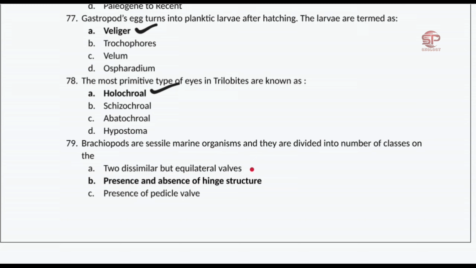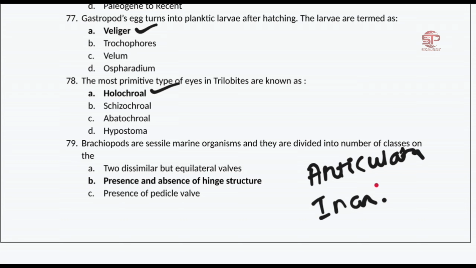And brachiopods are sessile marine organisms and they are divided into a number of classes on the basis of. Brachiopods are divided into two classes, articulata and inarticulata. Articulata and inarticulata are distinguished on the basis of presence and absence of teeth. If teeth are present, then articulata. If teeth are absent, it is inarticulata. Teeth are present in the hinge structure, so that is why it is divided on the basis of presence and absence of hinge structure. The answer will be B.